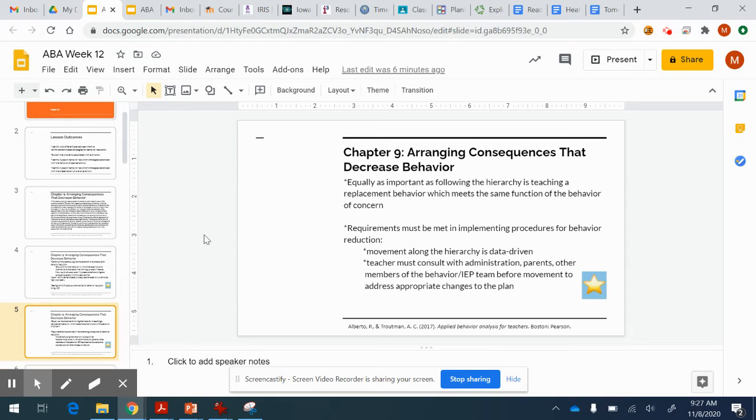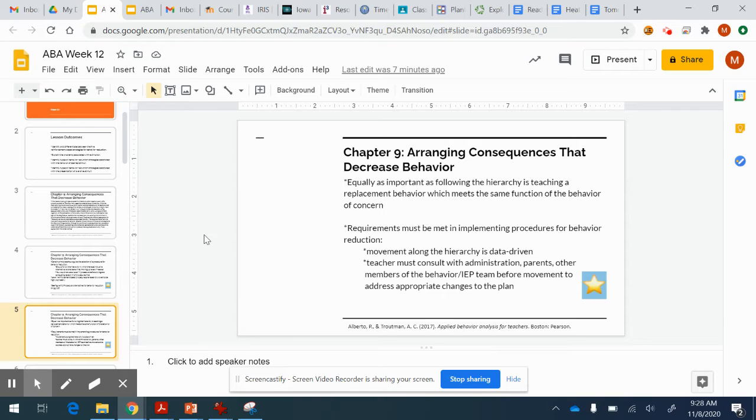The authors also take great notice about, as much as it is important to follow the hierarchy, teaching the replacement behavior which meets the same function of the behavior of concern is just as important. So I know that's something that we've talked about several times since we started talking about function of behavior. So again, this just kind of reinforces our thoughts. We have to make sure that whatever replacement or alternative behavior we put in place is meeting the same function. Otherwise, we're likely not going to achieve the outcomes.